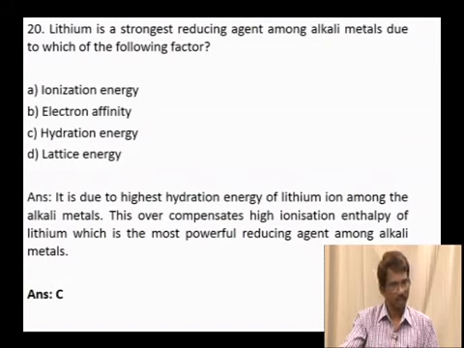In question number 20, lithium is the strongest reducing agent among alkali metals due to which of the following factors? In the first group, the ionization enthalpy decreases from lithium to cesium. Lithium, being the topmost element in the first group, will have the highest ionization enthalpy. Though it has the highest ionization enthalpy, because of its highest hydration energy, which overcompensates for its high ionization enthalpy, lithium undergoes oxidation easily, and therefore it can act as a powerful reducing agent. That is one of the anomalous properties of lithium, and therefore the correct answer is option C.